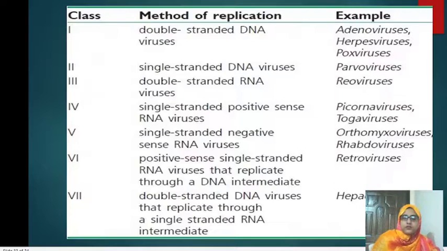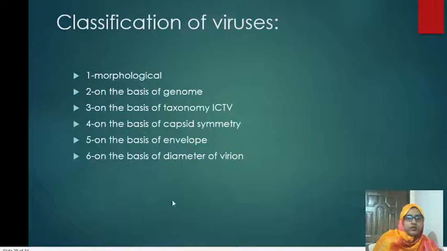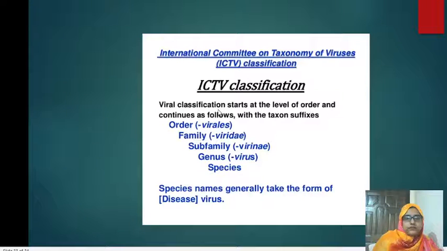Then on the basis of taxonomy, classification is named the ICTV system. ICTV stands for International Committee on Taxonomy of Viruses. I stands for International, C stands for Committee, T stands for Taxonomy, and V for Viruses. Taxonomy basically is classification on the basis of characters.